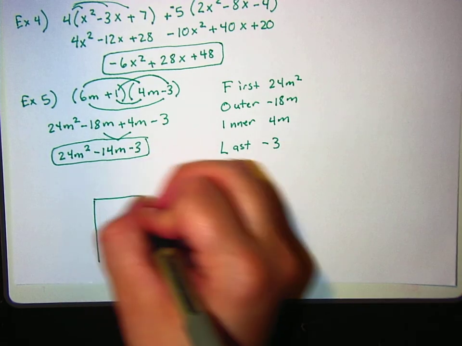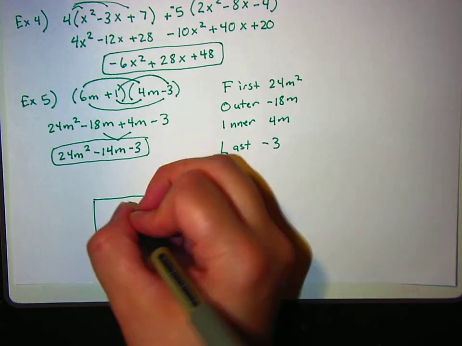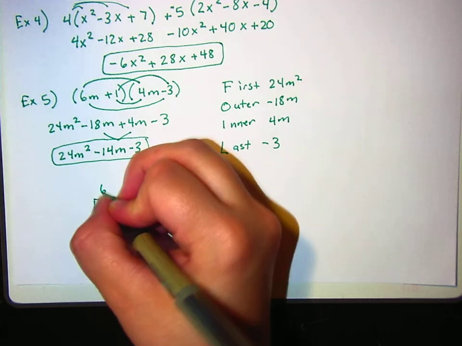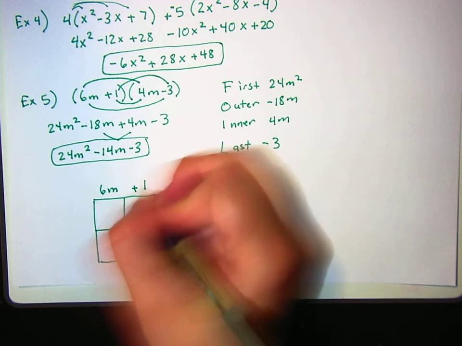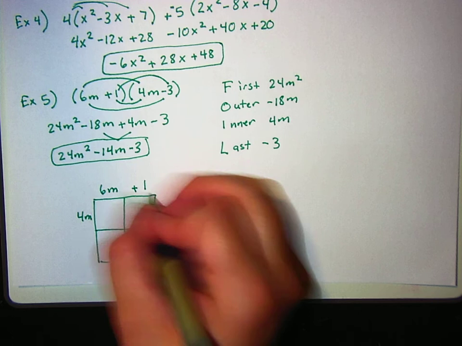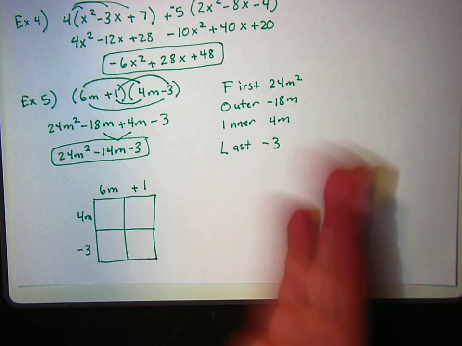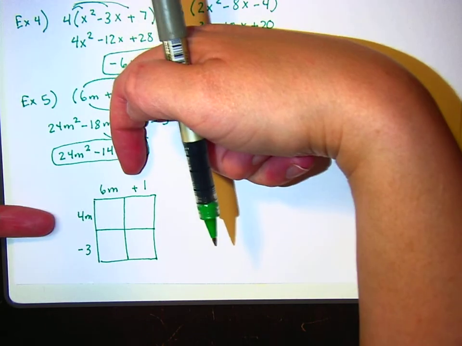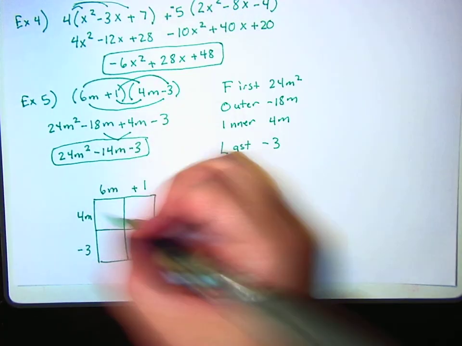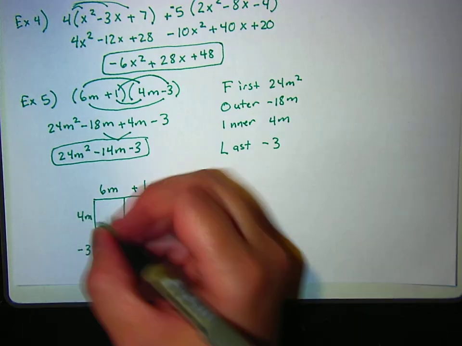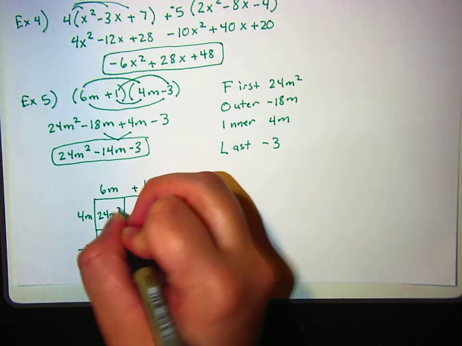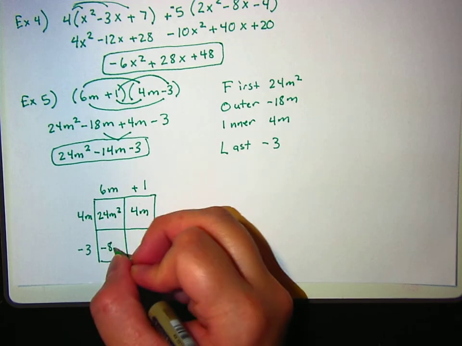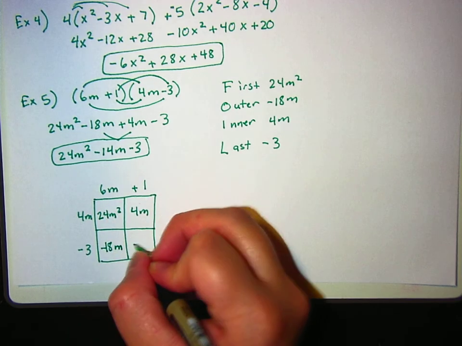I prefer taking kind of the Punnett square approach, which I think you probably learned in science in like a biology class or something. So you put one of them across the top and one of them across the side, and it doesn't matter which one's which. And then you just combine the things that are horizontal to it and vertical to it, multiply those, put them in the same square. So 6m and 4m is 24m squared. 4m and 1 is 4m. 6m and negative 3, that's negative 18m. And this one is negative 3.